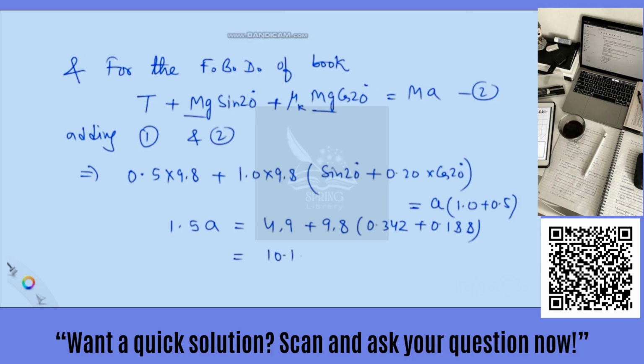10.1. So acceleration in the motion of the book acting in downward direction means actually it will be the retardation, and it is calculated to be equal to, that is 6.73 meter per second square.